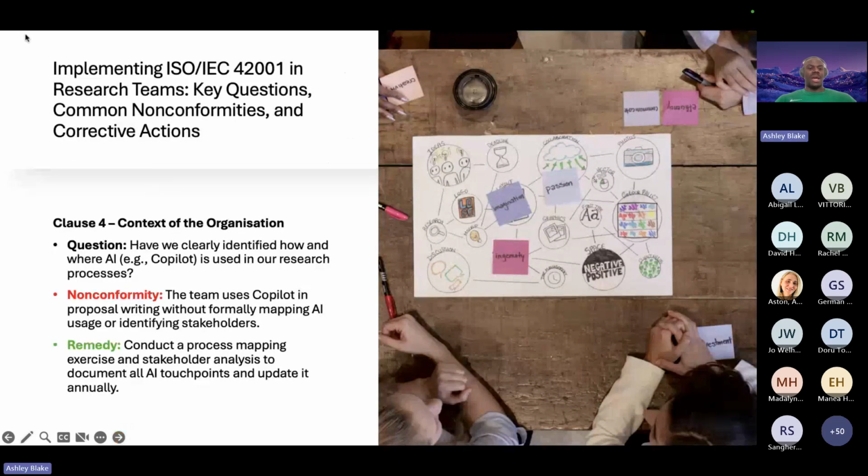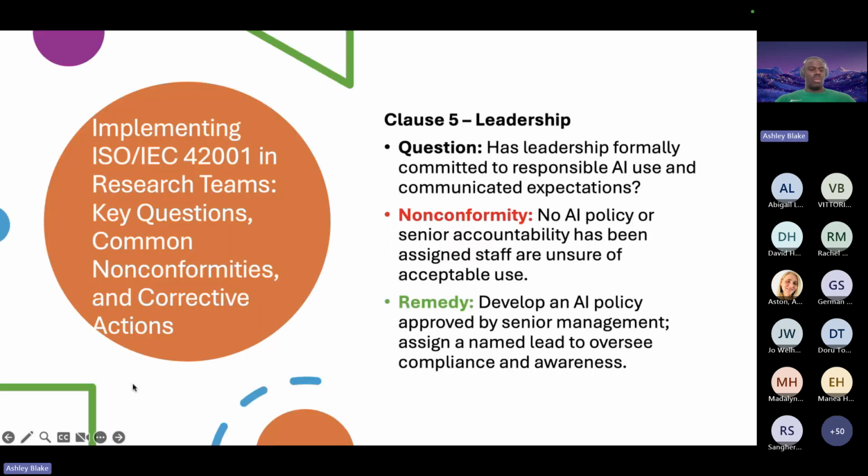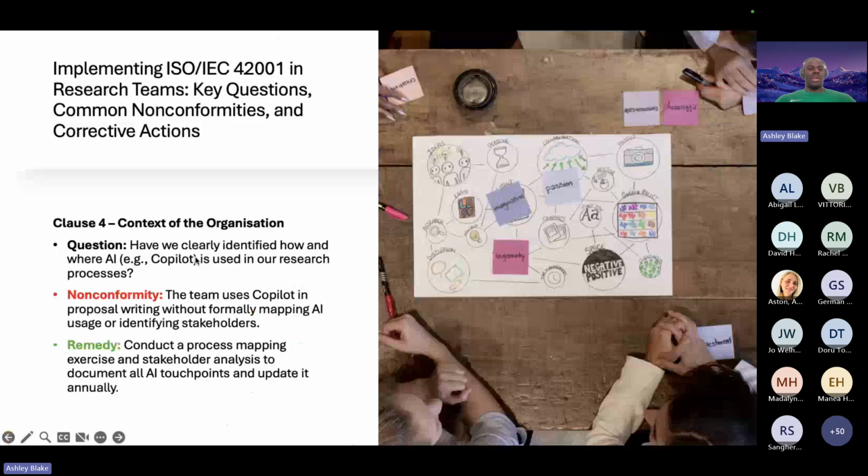So here I've just set out some key questions in terms of what would be a non-conformity on each clause and how we would remedy that non-conformity in each case.